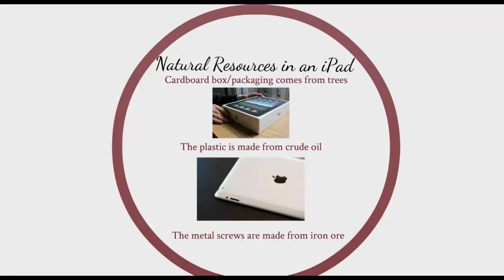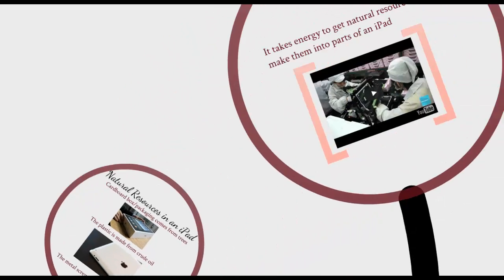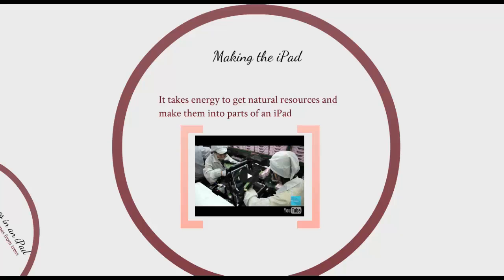But plastic from crude oil and metal from iron ore, you actually have to dig down and mine into the earth and pull out those different minerals to make those products. And you refine them and go through a bunch of processes to make them usable. So making the iPad, it takes energy to get the natural resources and make them into the parts of an iPad. So if we're talking about digging down and mining some iron ore to make the metal screws that go on the iPad or the circuit boards, all that has to be dug out using machinery, which is using different types of gasoline, which is from crude oil as well.